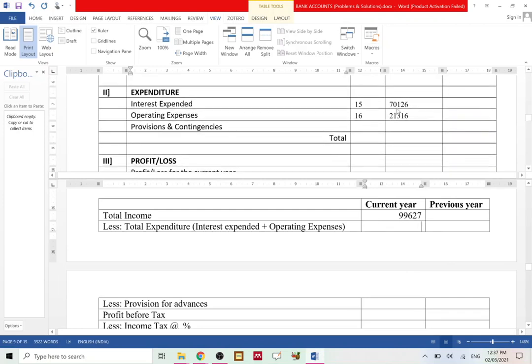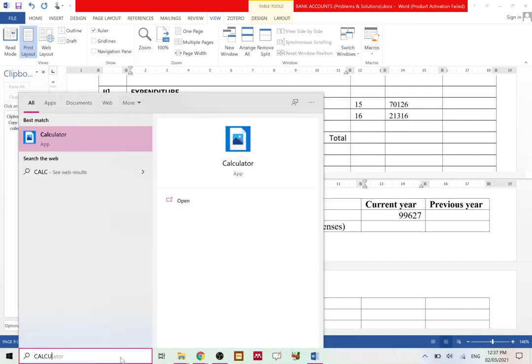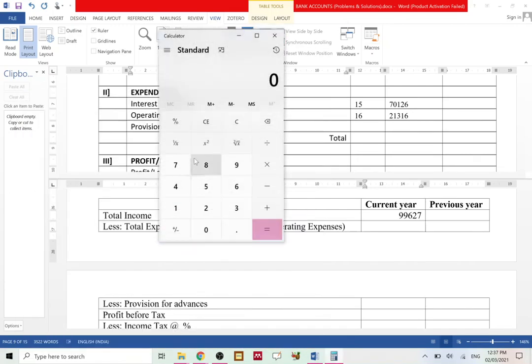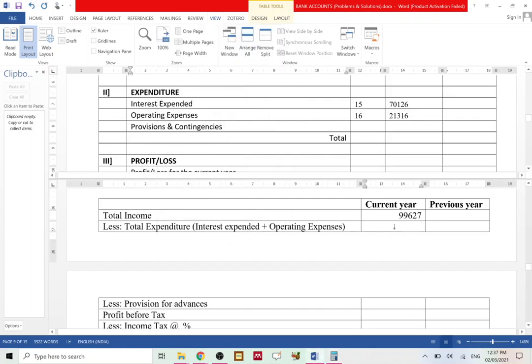Okay, to that, from that we have to minus the total expenditure, but only the two figures that we already have, that is 70,126 plus 21,316. All right, so let's see what is the total that we get out of these two. We have 70,126 plus 21,316. Okay, so 91,442 is the total expenditure only up to interest and operating expenses.